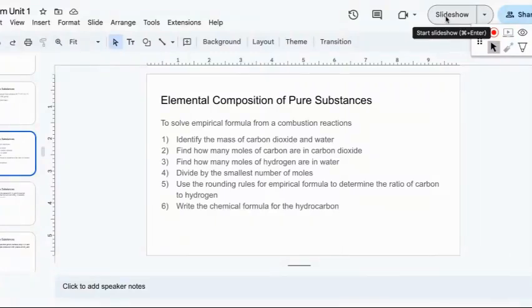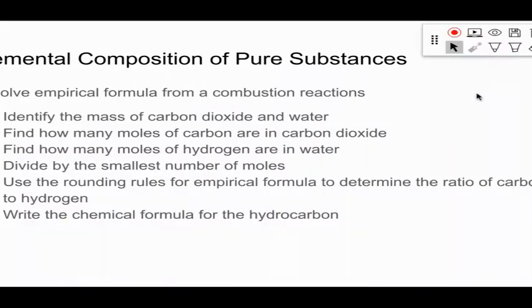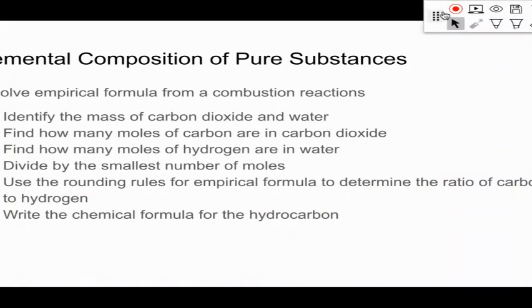So this is part 2 of the elemental composition of pure substances. The other day I did the easier part of this section, where we only had to do percent composition, or we only had to do empirical formula or molecular formula. Not that those things are easy, because chemistry is never really easy, but they are easier than these types of questions I'm going to introduce you to today.